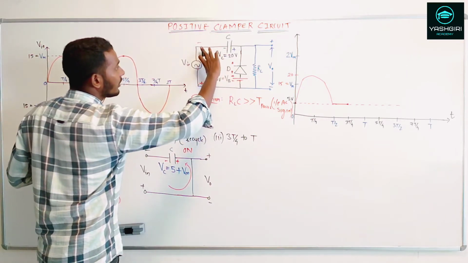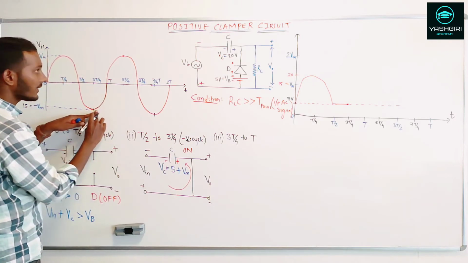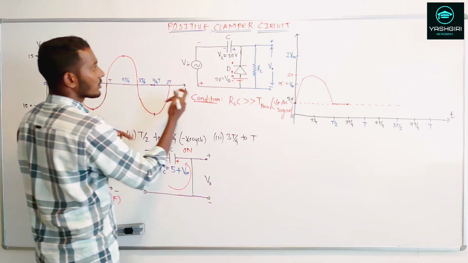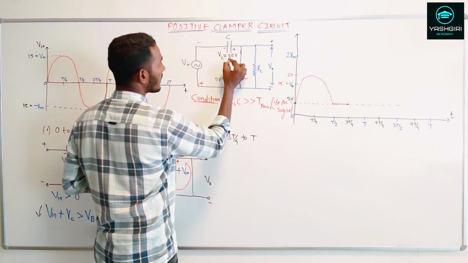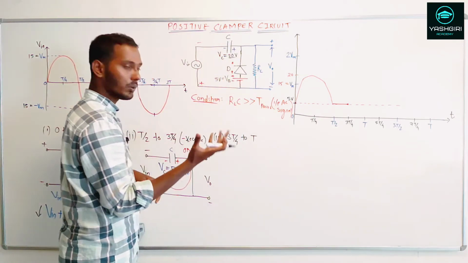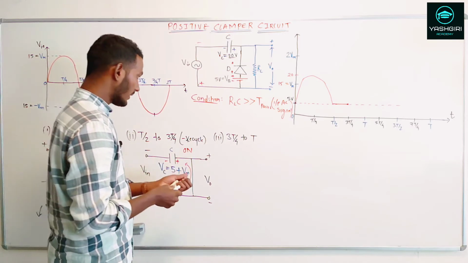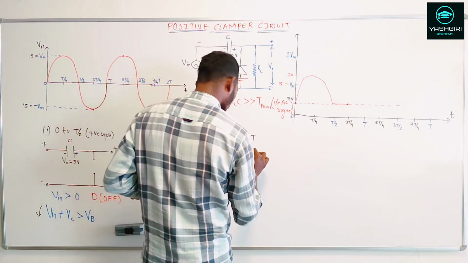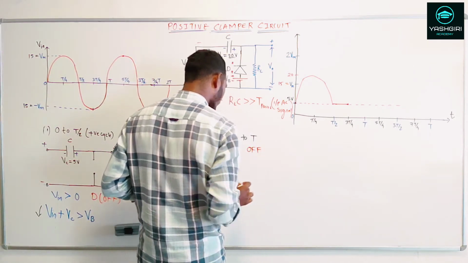All right. Now here, once there is a slight decrease in the input voltage, what will happen? The capacitor voltage is a maximum of 20 volts, so that will make this diode D reverse biased. So the diode will be in the off state. The diode will go in the off state.